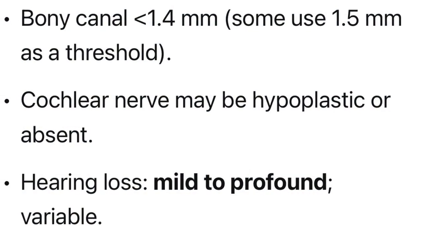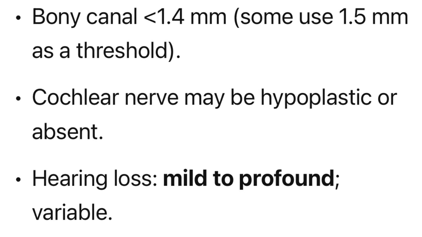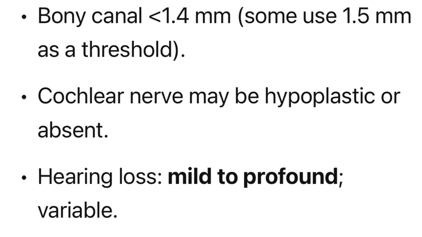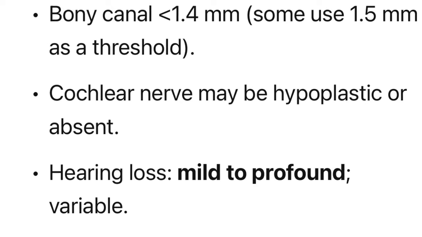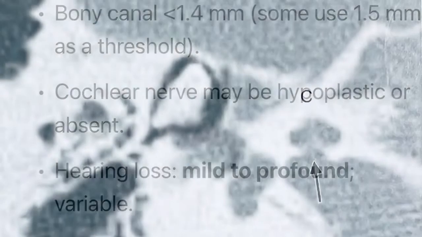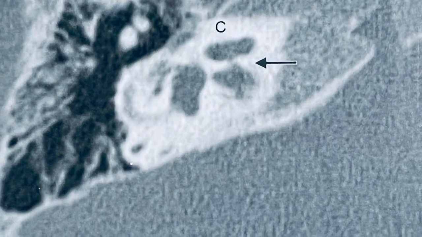Second is cochlear aperture hypoplasia, or you can say narrowing. If the bony canal is less than 1.4 mm, there may be an associated hypoplastic or absent cochlear nerve. Hearing level may be mild to profound depending on the presence or absence of the cochlear nerve in this cochlear aperture.